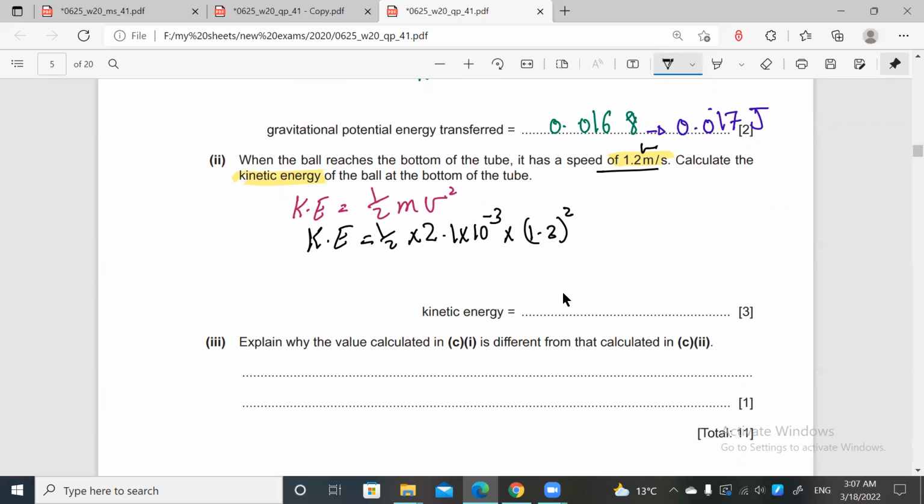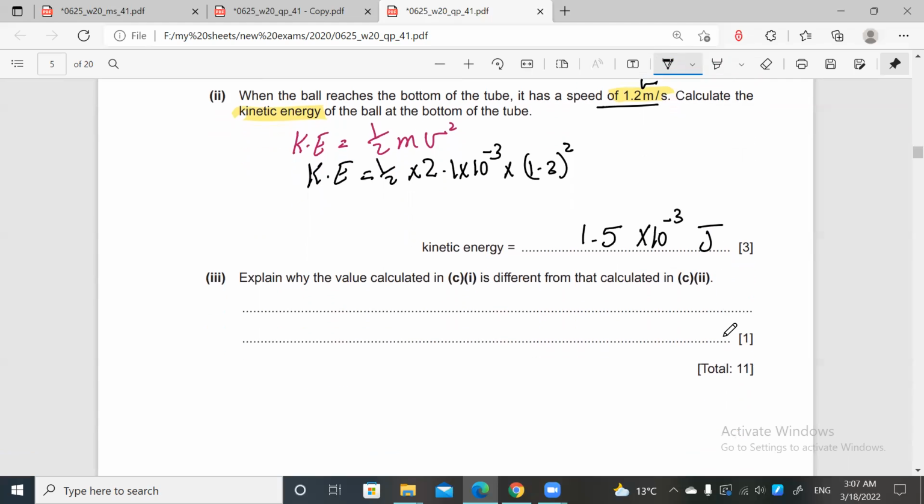Finally, after you make these calculations, the answer will be 1.5 times 10 to the power -3. Of course, it will be given in joule. Please don't forget the joule, the units, because the marks are very important in the exam. Finally, question number C3, sorry.